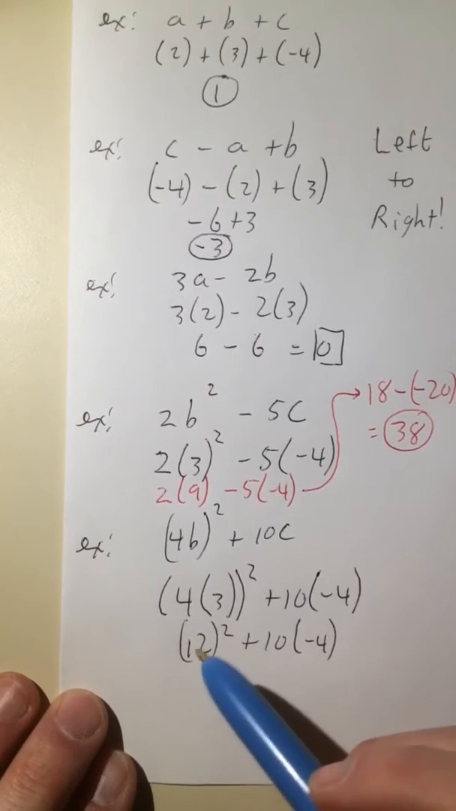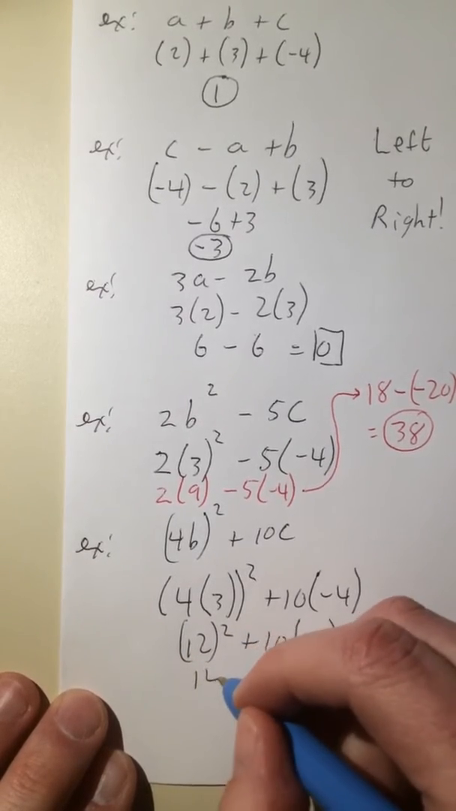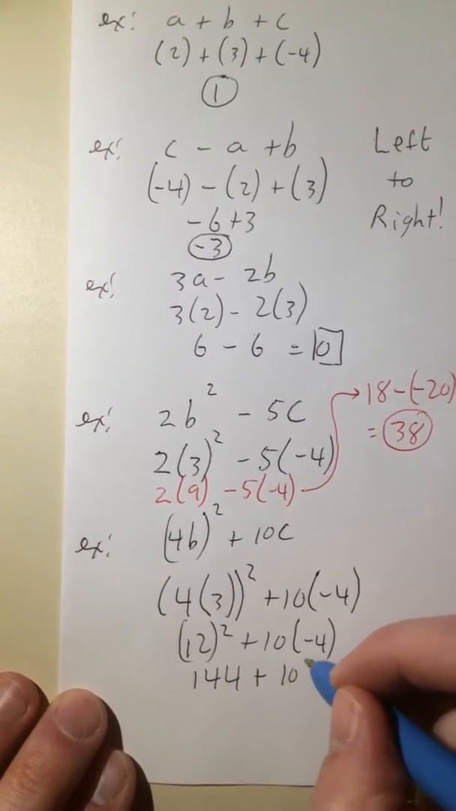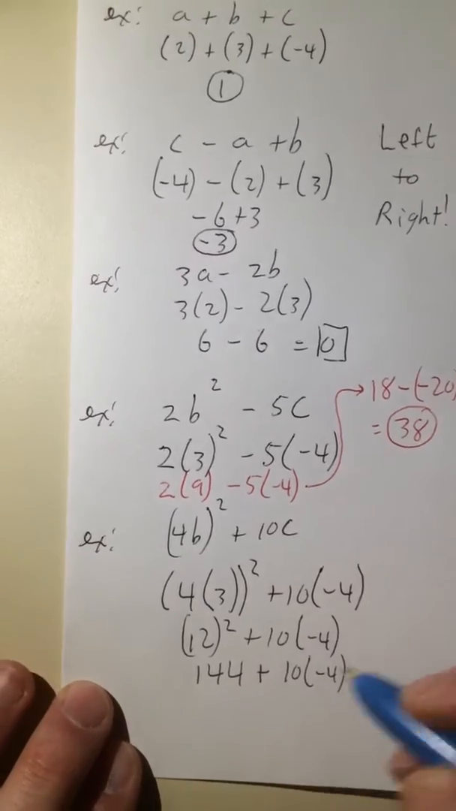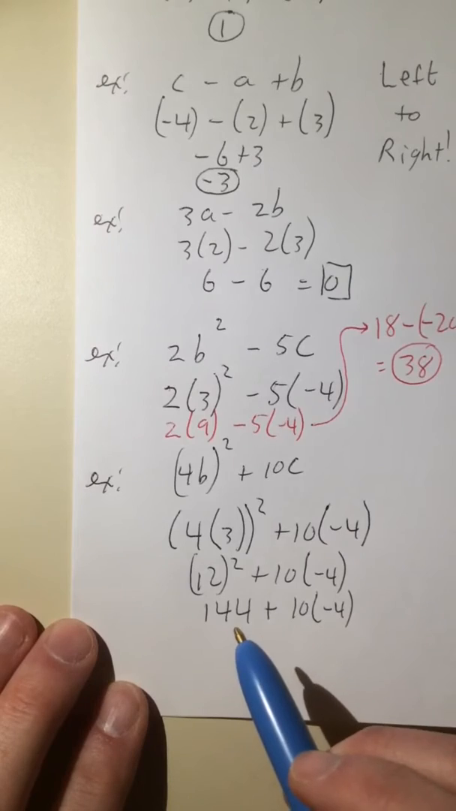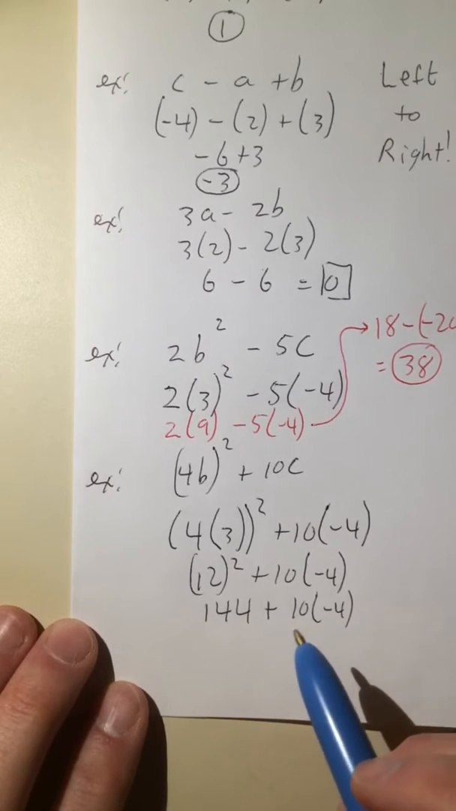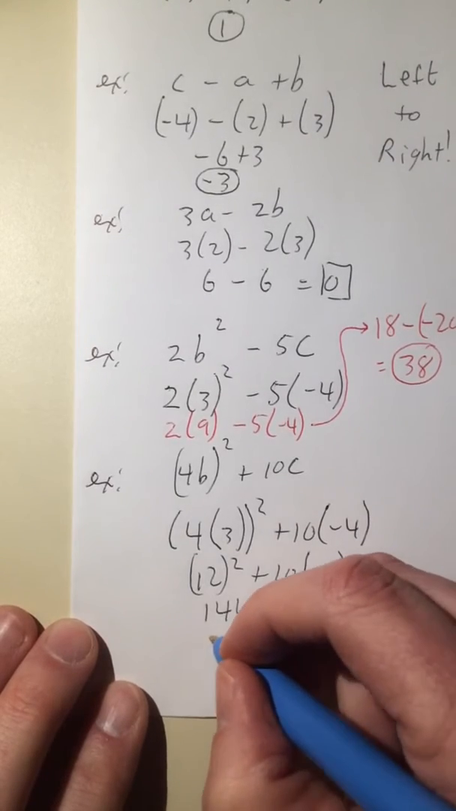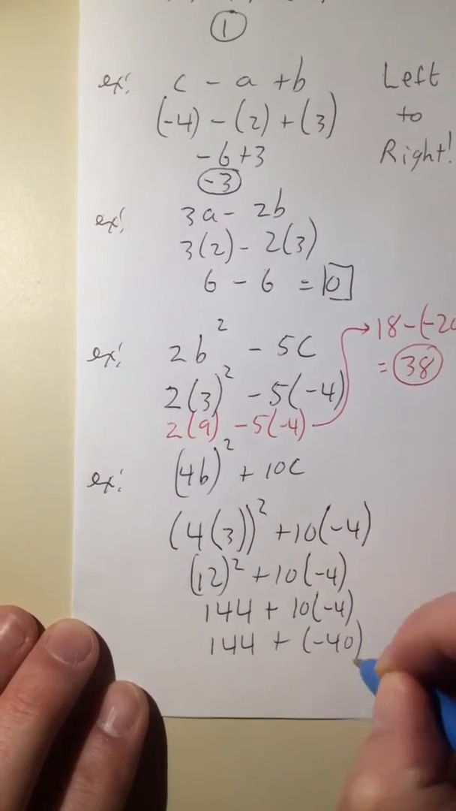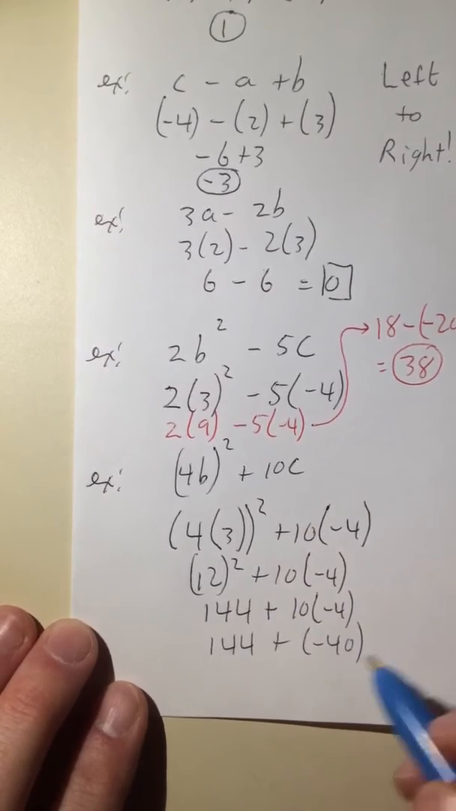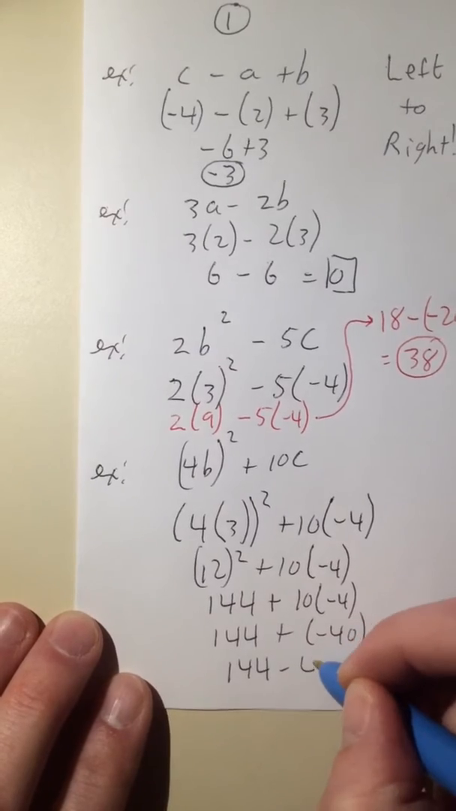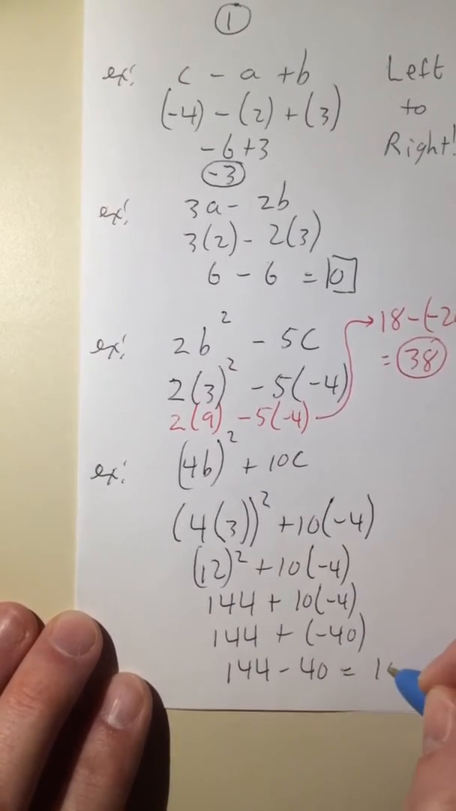We do the squaring here, so 12 squared, of course, is 144, plus 10 times negative 4. And you may do this step right now if you wanted to, but I'm just trying to, again, keep it all nice and clean. So now we're on to the multiplication step. So 10 times negative 4 is, of course, negative 40. 144 plus negative 40. And adding a negative 40 is really the same as subtracting 40. So it's really 144 minus 40, or 104.